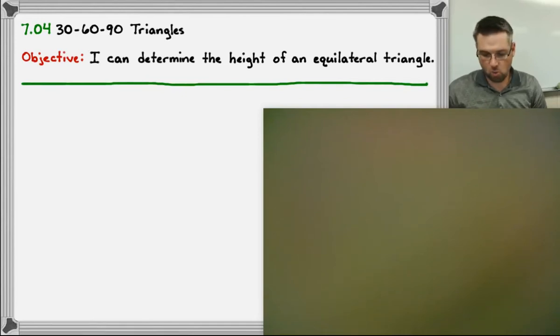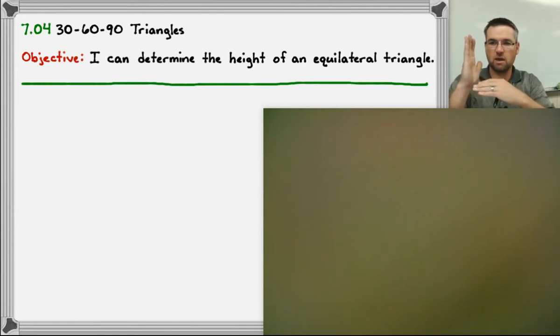Hello, everybody. Welcome to lesson 4 of our trigonometry unit. In this lesson, we're going to be talking about 30, 60, 90 triangles. Last lesson, we talked about 45, 45, 90 triangles. Remember, a 45, 45, 90 triangle is just another way of saying a right isosceles triangle.